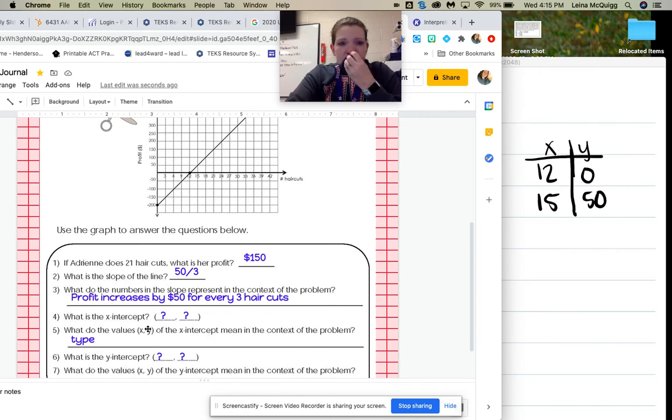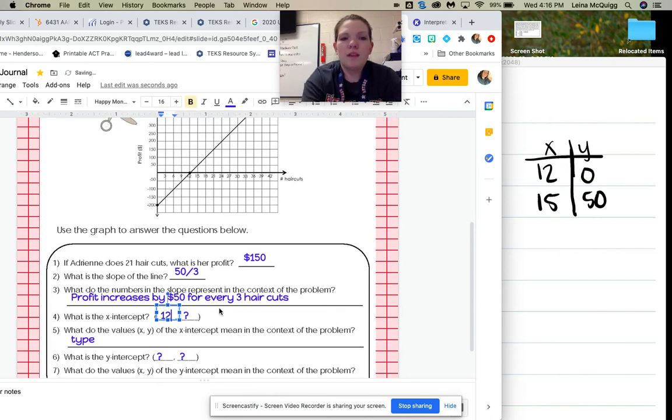Excuse me. This says, what is the x-intercept? Well, x-intercept is where we cross the x-axis, and that's this point right here. We said that point is (12, 0). And it says, what do the values of the x-intercept mean in the context of the problem?